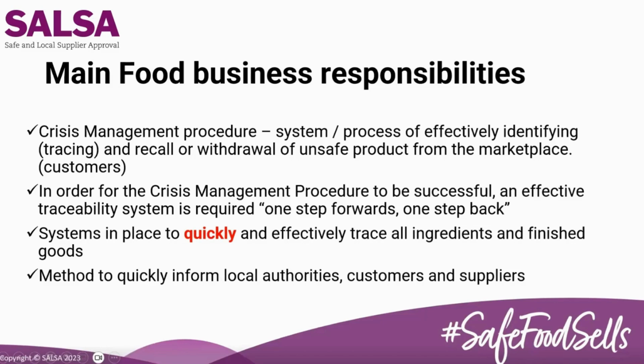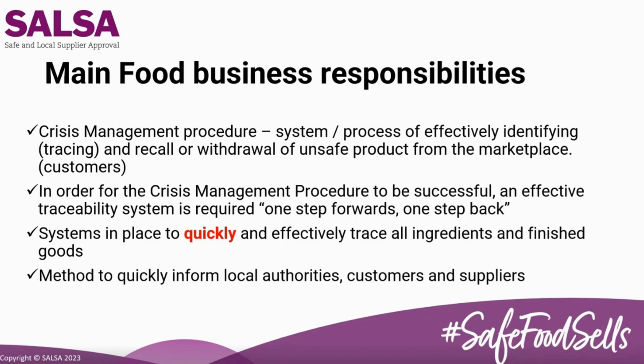So from a main food business responsibilities, we've got your crisis management procedure. This is your system, your written documented system that you've got in place. And it demonstrates that you can effectively identify or trace your products and recall or withdraw it. And we'll look at how you decide which to do. So you're talking about making sure that unsafe product is no longer on the marketplace for consumption.